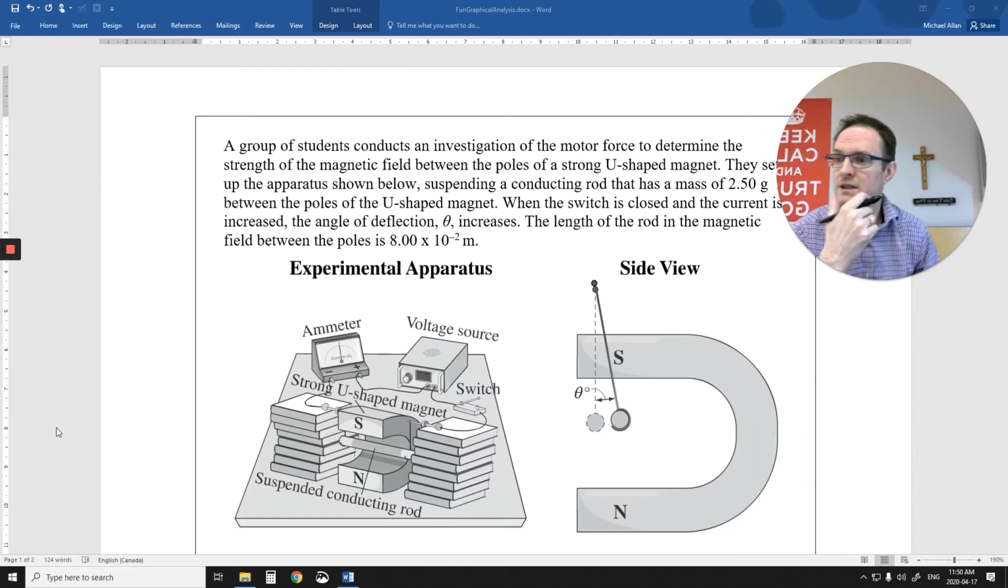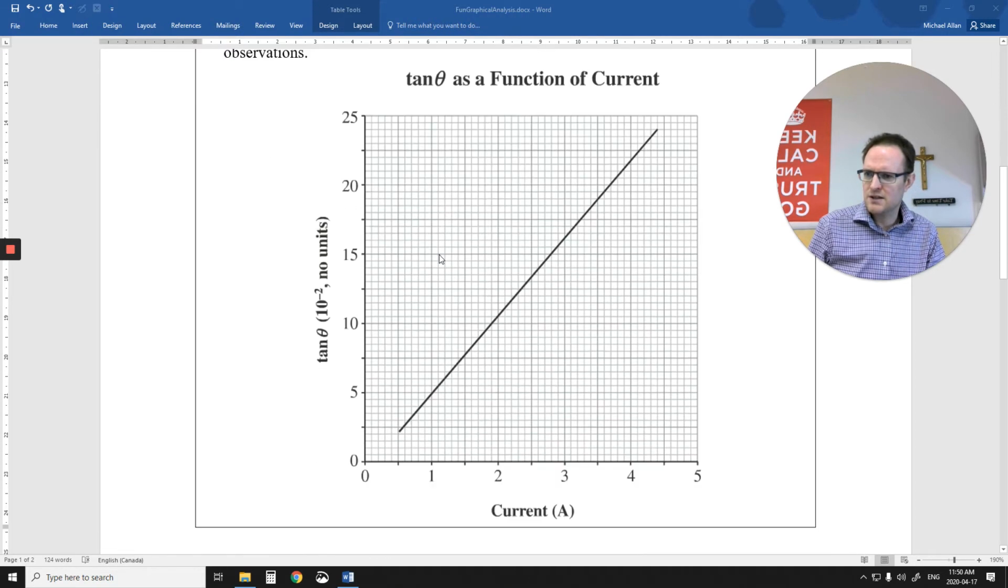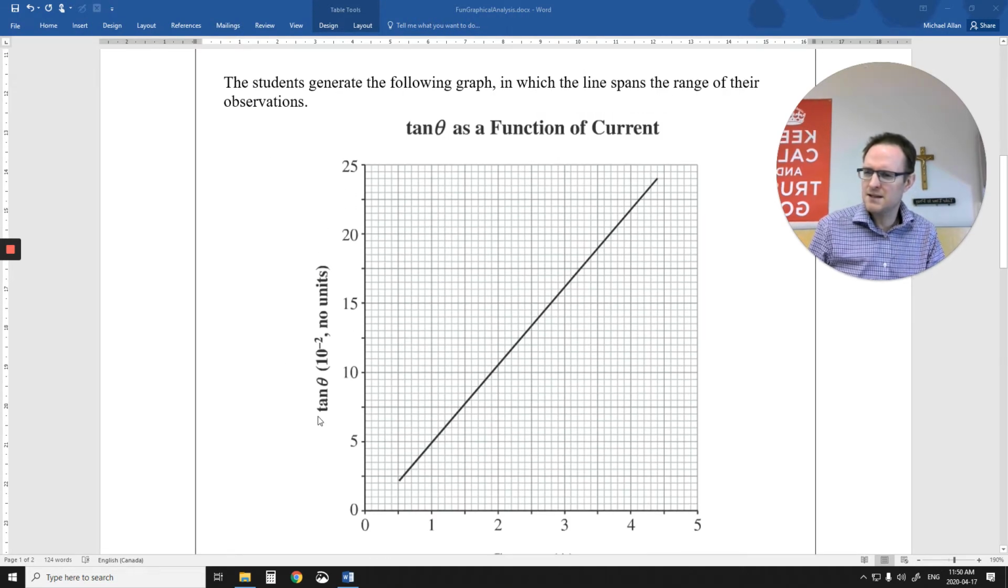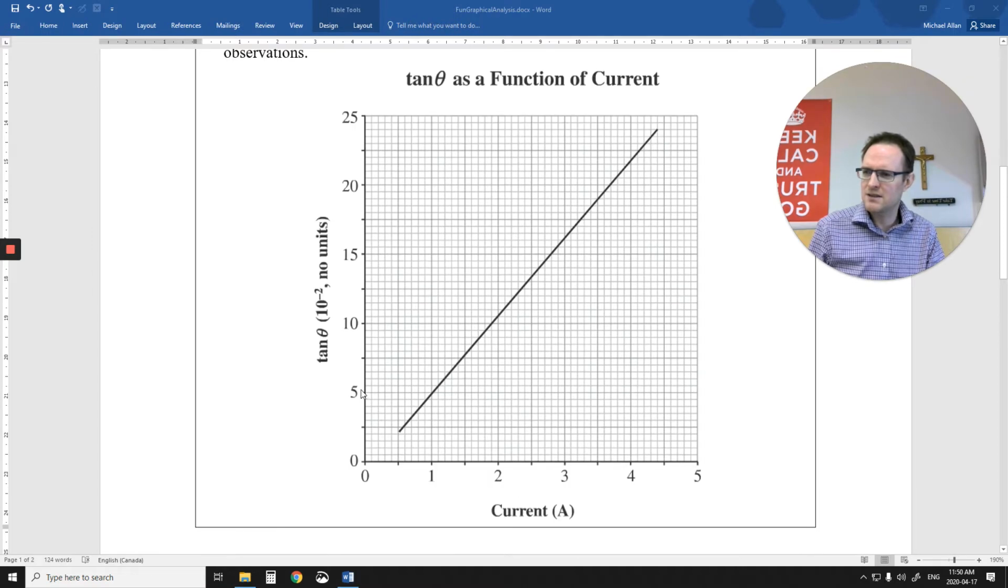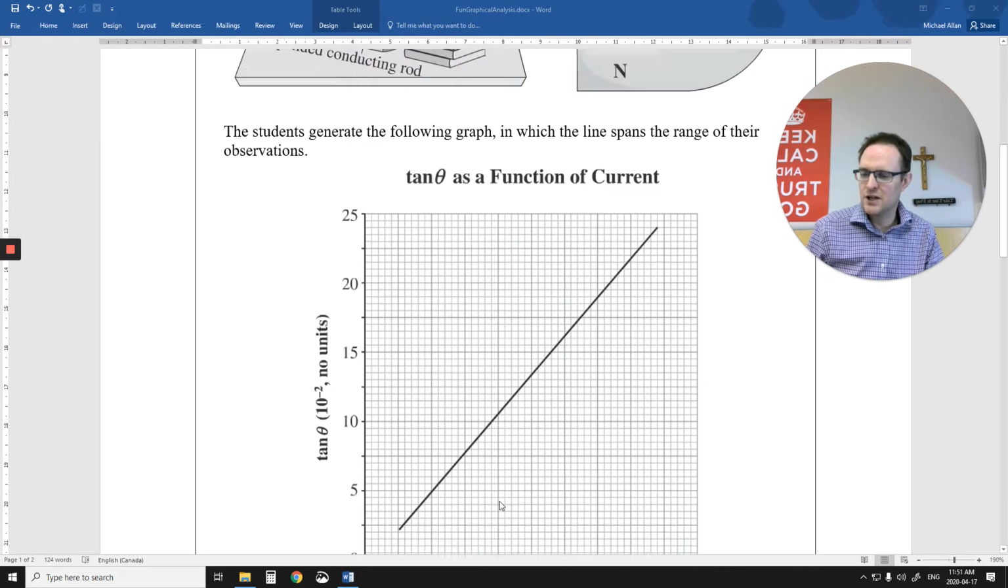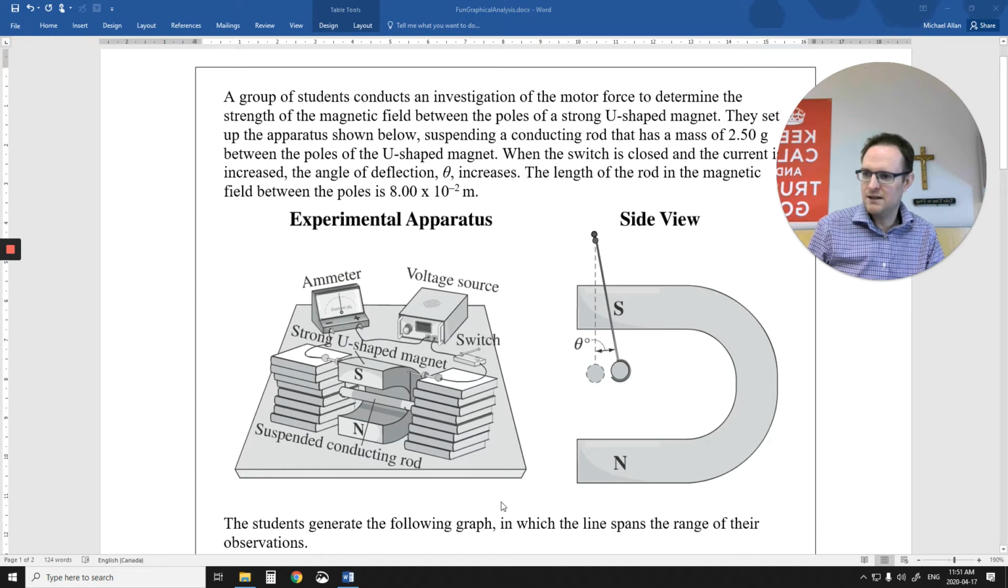Hey, Physics 30s. I just wanted to go over this kind of harder graphical analysis question here. You can see this is a nice little graph, but it has some kind of weird axes to it. It's got tan theta, with no units, obviously. And, well, not obviously, but okay. And then it has current. It's very similar to the lab that we did.